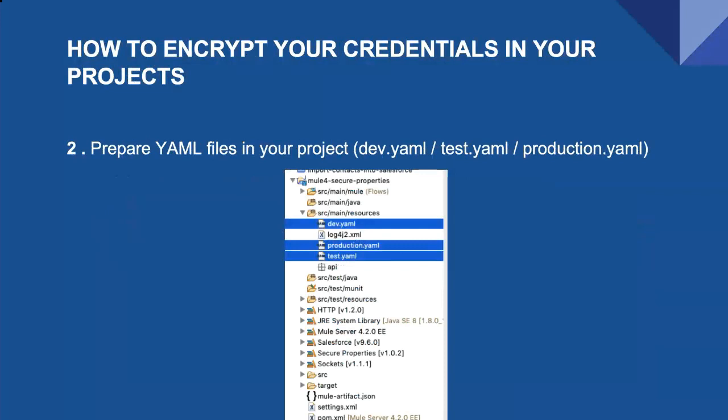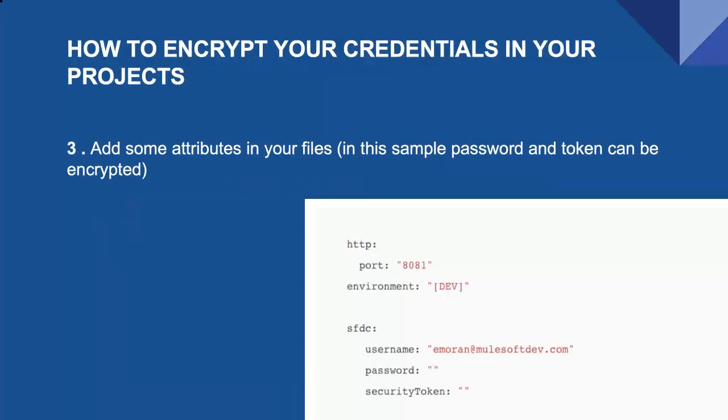Basically, I'm going to create three of them: developer, test, and production. So you get the idea. Every one of them will be connected to a specific branch. We are going to populate our YAML files with some information. We are going to use maybe just a few attributes right now: one for getting connected to the Salesforce connector, and then maybe an environment variable just to know where we are.